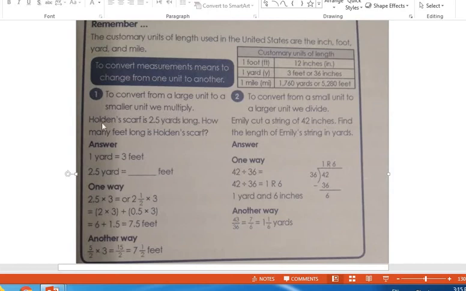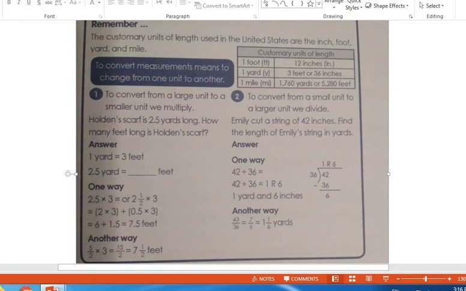This is important. Holden's scarf, as an example, is 2.5 yards long. How many feet long is Holden's scarf? The answer: 1 yard equals 3 feet. So 2.5 yards equals how many feet? I will multiply by 3. 2.5 times 3. So 2 times 3 is 6, plus 0.5 times 3 equals 1.5. So the answer will be 7.5.